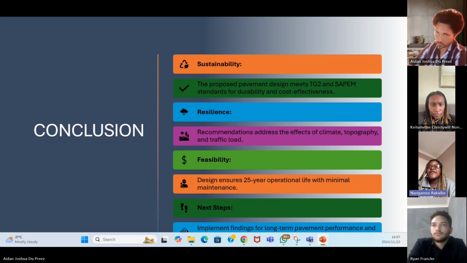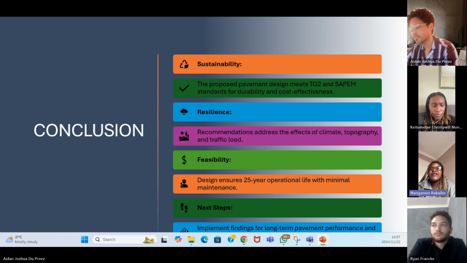In conclusion, the proposed pavement structure with proper stabilization, drainage, and periodic maintenance will provide a resilient and long-lasting solution to the Hermanus Road, which is the R43, supporting both the functional and the social needs of this region.